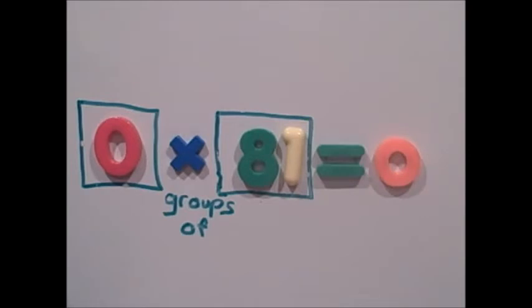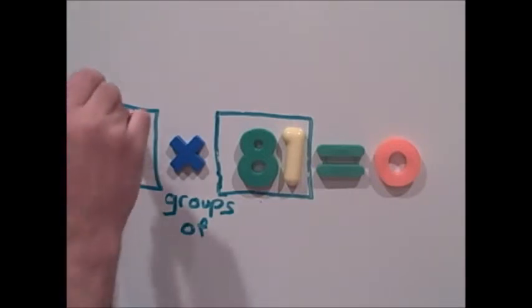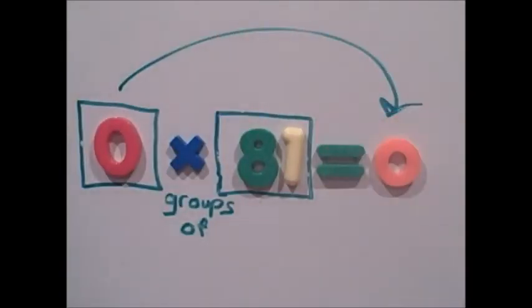This is called the 0 property of multiplication. And the 0 property of multiplication says that when you multiply any number by 0, the product is 0. I like to look at the two factors, and if either one of them is 0, I automatically know what my product will be.